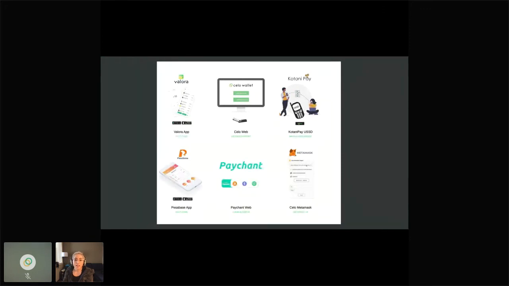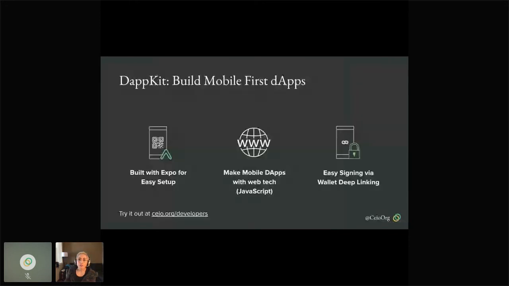So if you decide to go the full mobile route, I'd have you go all in on the full mobile experience. We do have something called Dap Kit, and this is built with Expo, which is a React Native framework in mind. And this makes it easy to sign transactions using wallet deep linking. Right now, Dap Kit only works with Expo, but we do have plans to make this framework agnostic so that you can use other frameworks that you choose.